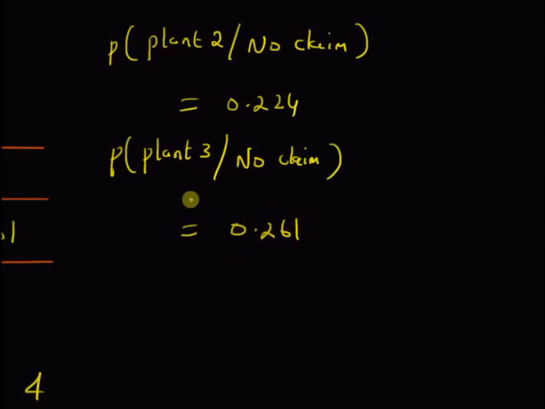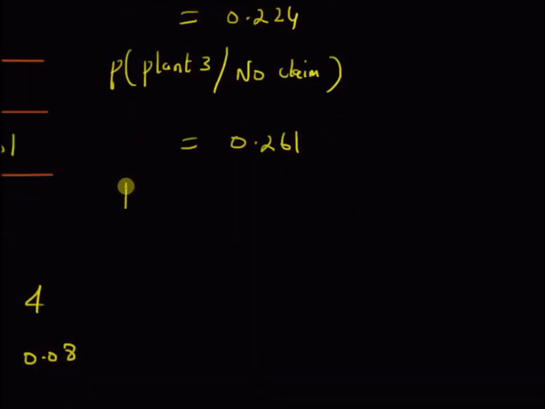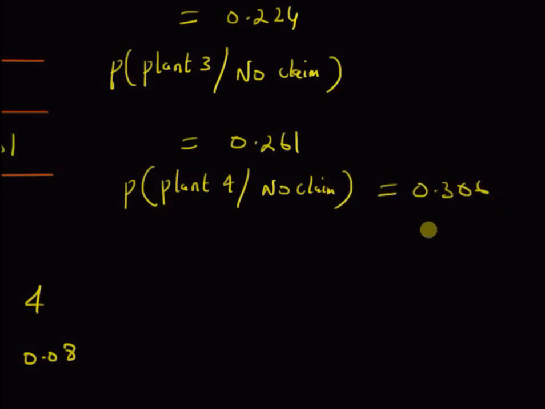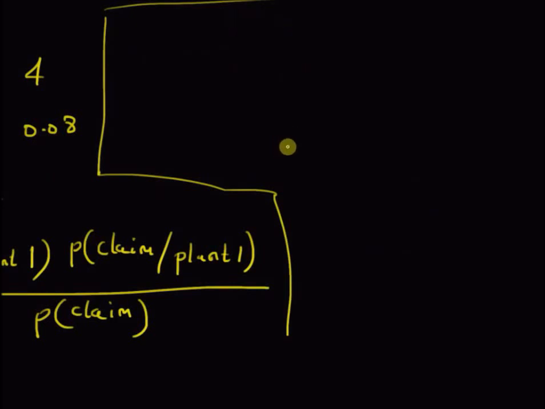Again, by following the same logic, this posterior probability is equal to the product of the prior, that is the probability of plant 3, multiplied by the likelihood, that is the probability of no claim given plant 3, and divided by the probability of no claim, that is 1 minus the evidence of a claim. So using that formula, this value should be equal to 0.261. And finally, the probability of plant 4 given no claim should be equal to 0.306.